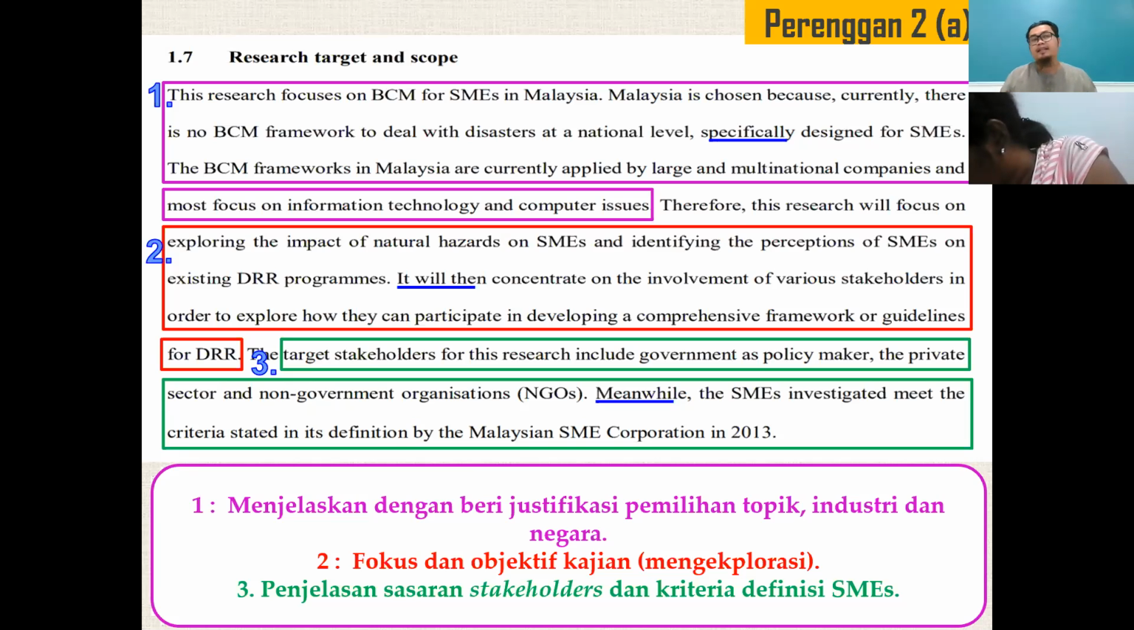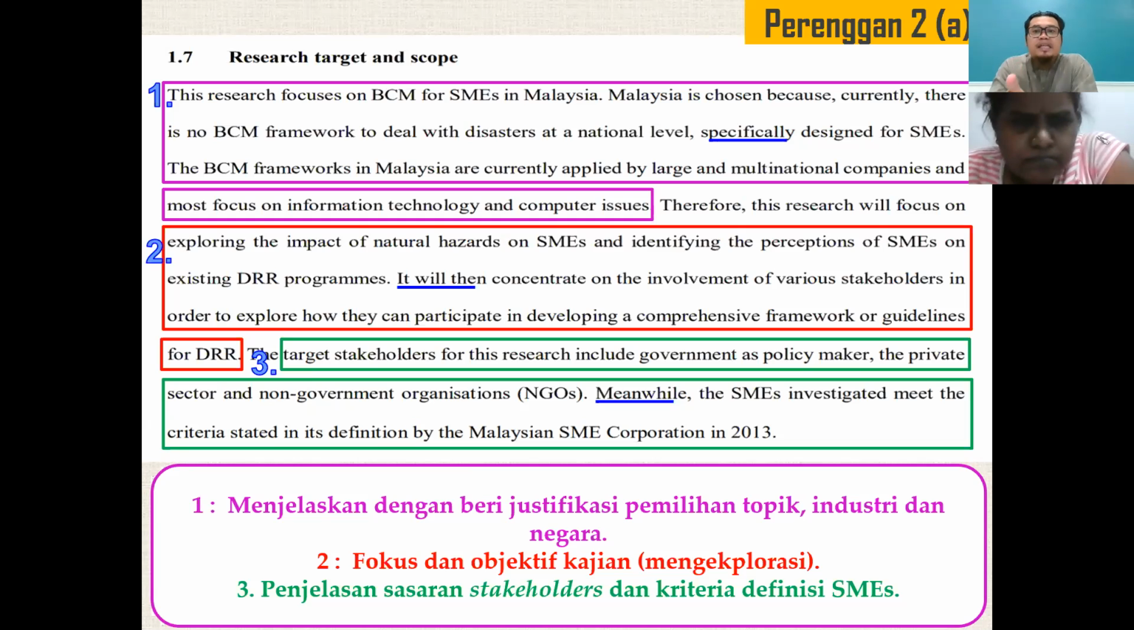But in order to write paragraphs, you need to learn from many theses. It's not just in Malaysia, but you need to refer to any countries or any topics related to your field regarding business. We need to learn thesis by thesis. Regarding this title, this research focuses on BCM of SMEs in Malaysia. They put in the first line that they mention Malaysia. That's why the research scope is Malaysia. Malaysia is chosen because they give the reason.